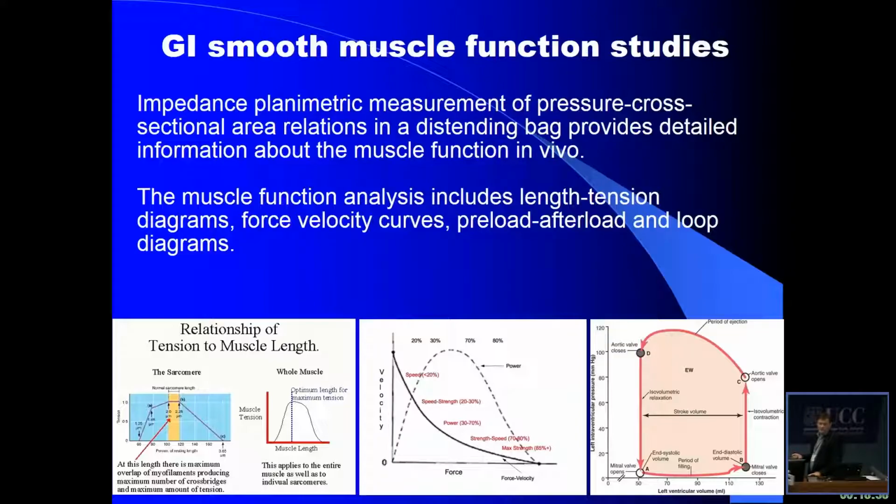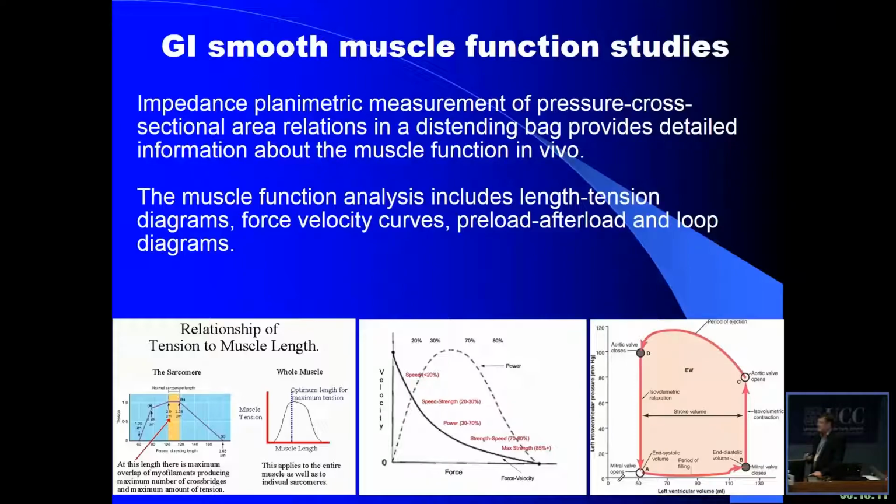Basically, the less force the muscle has to work against, the faster it can contract. And that can be converted into a power curve where there again is a local maximum. And finally, from heart physiology, we know the pressure volume curve from the left ventricle, the well-known loop here when it goes through diastole and systole.